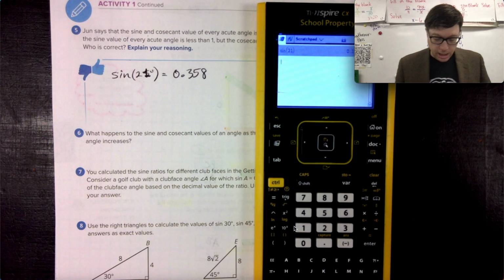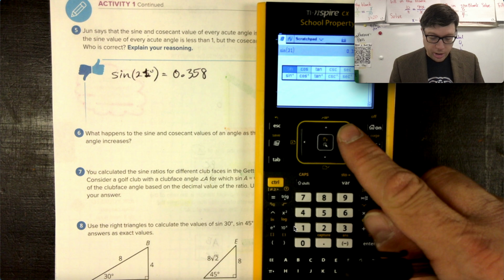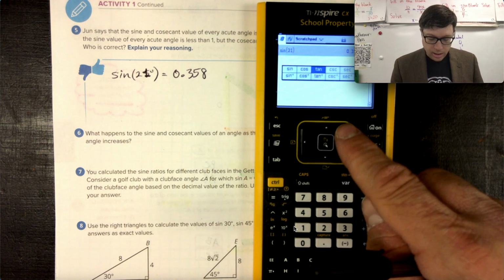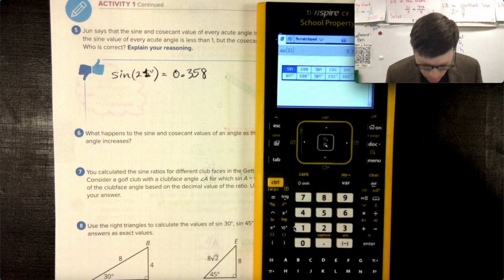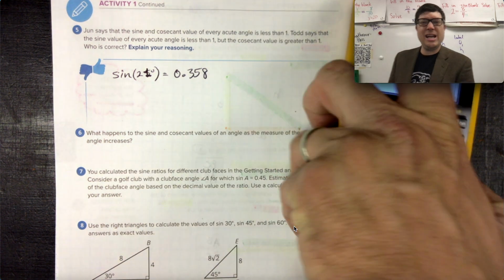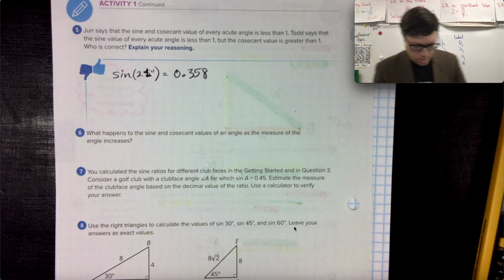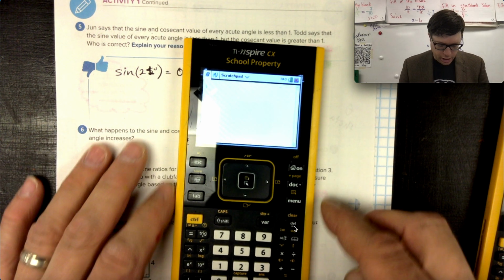But yellow calculator ready to go. If we go over to cosecant, which is, come on, get there. Ooh, I'm in press to test mode. I need to get a different calculator. Be right back. Okay, this one should work.